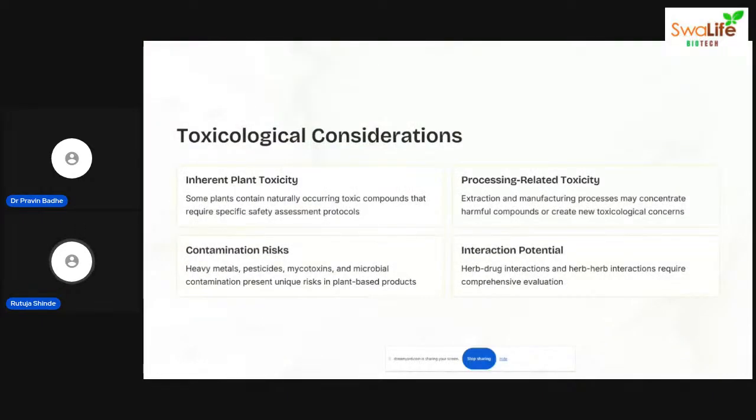Next is toxicological consideration. When we assess toxicology in herbal products, there are several layers. Some plants naturally contain toxic compounds. These need specific protocols. Manufacturing processes can sometimes concentrate harmful compounds or even create new ones. We also need to monitor contamination risk like heavy metals, pesticides, and microbes, as well as herb-drug and herb-herb interaction. Together, these considerations form a comprehensive safety profile.